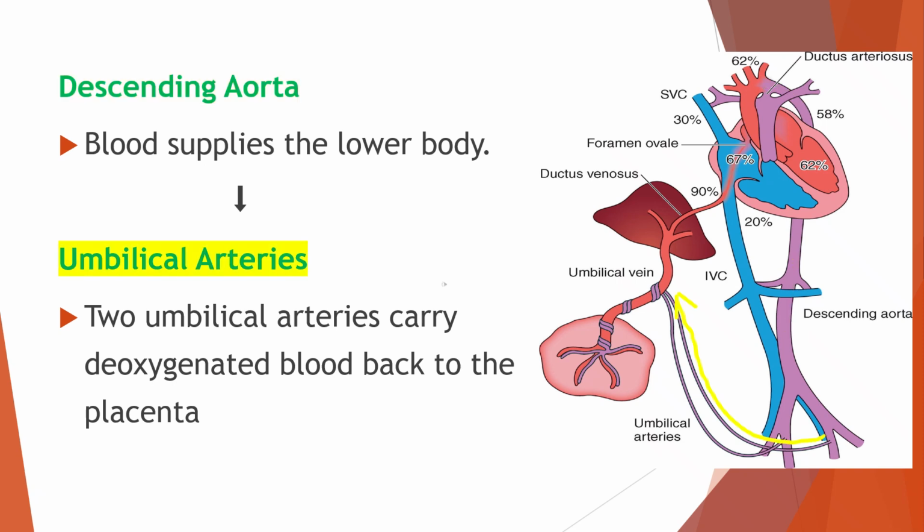Finally, after supplying the lower body, the deoxygenated blood returns to the placenta through the two umbilical arteries. Remember, there are two umbilical arteries, and they always carry oxygen-poor blood from the fetus back to the placenta. In the placenta, carbon dioxide and waste products are removed, and the blood receives fresh oxygen and nutrients from the mother. Then, the whole cycle starts again.